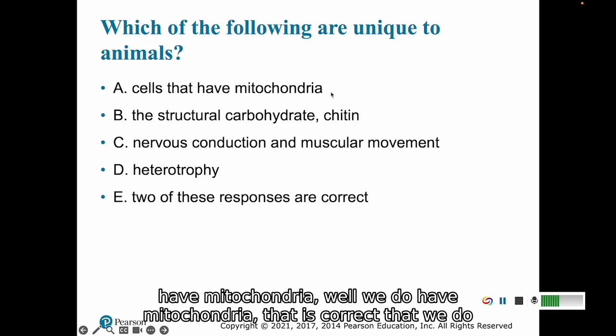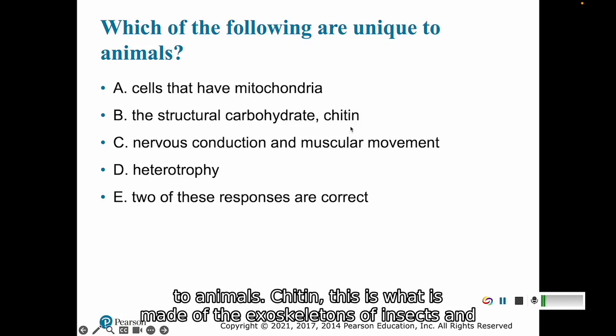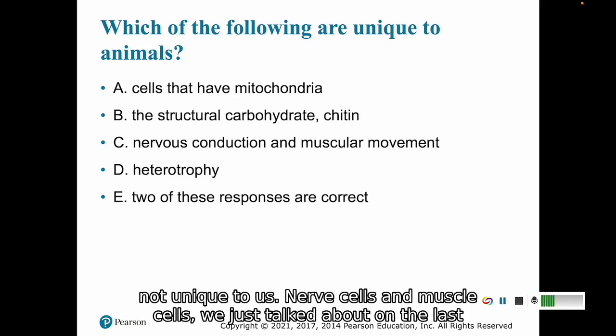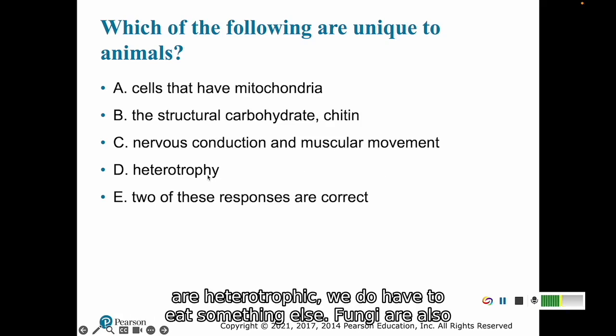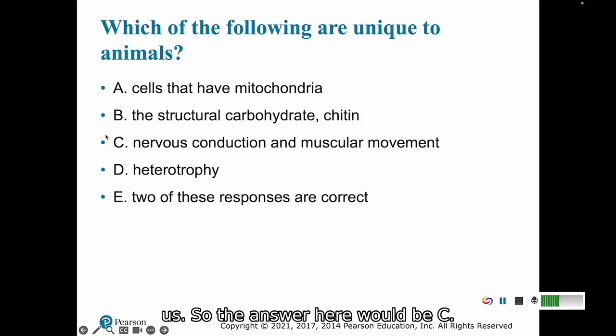So cells that have mitochondria, well, we do have mitochondria, that is correct, but so do plants, so do fungi, so do all eukaryotes. So A is not unique to animals. Chitin, this is what the exoskeletons of insects and arthropods are made of, but fungi also have chitin in their cell wall, so that's not unique to us. Nerve cells and muscle cells, we just talked about on the last slide. This is unique to animals. So C is the correct answer. Heterotrophy, we are heterotrophic. We do have to eat something else. Fungi are also heterotrophic, though, so that's not unique to us. So the answer here would be C.